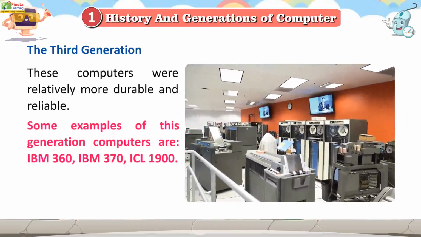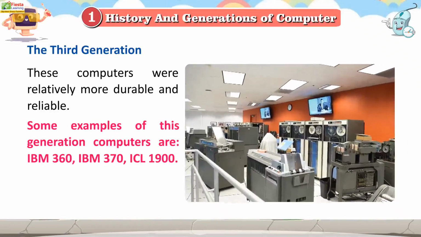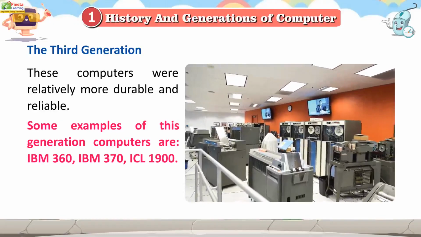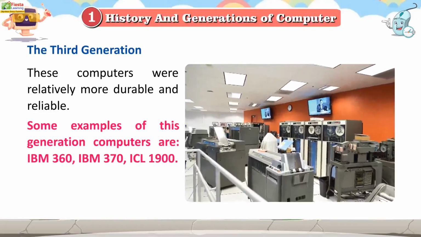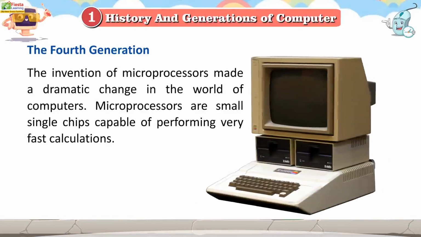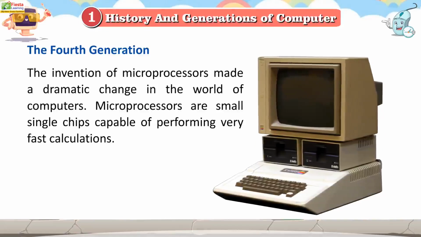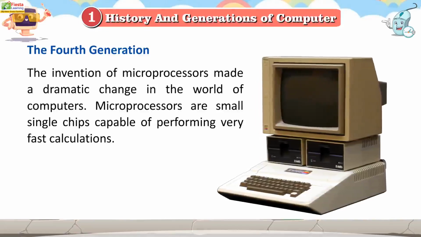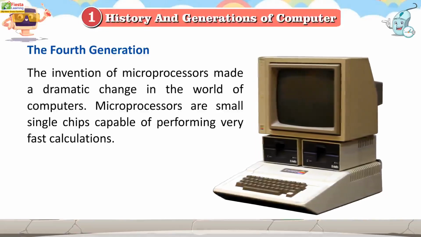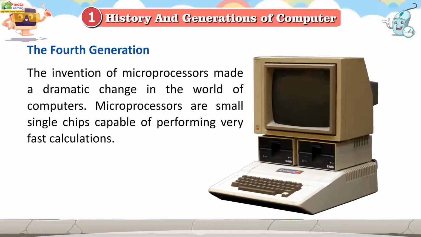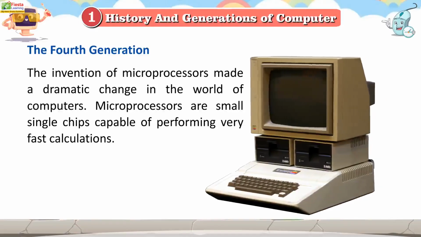These computers were relatively more durable and reliable. Some examples of this generation computers are IBM 360, IBM 370, ICL 1900. The fourth generation. The invention of microprocessors made a dramatic change in the world of computers. Microprocessors are small single chips capable of performing very fast calculations.